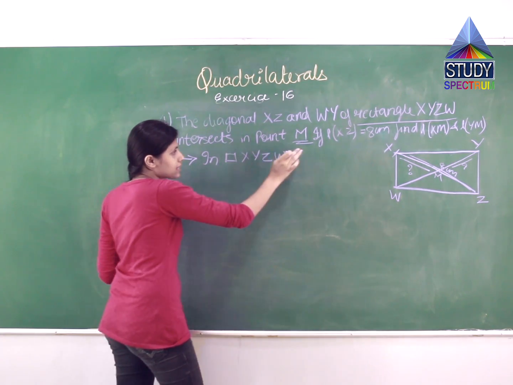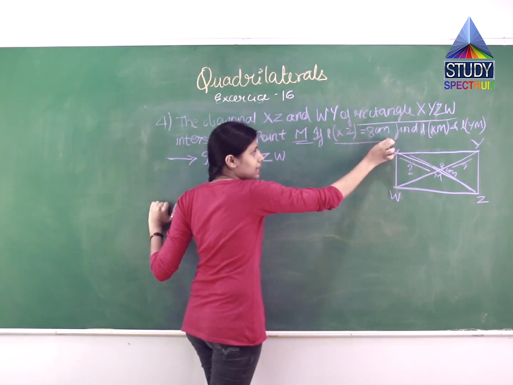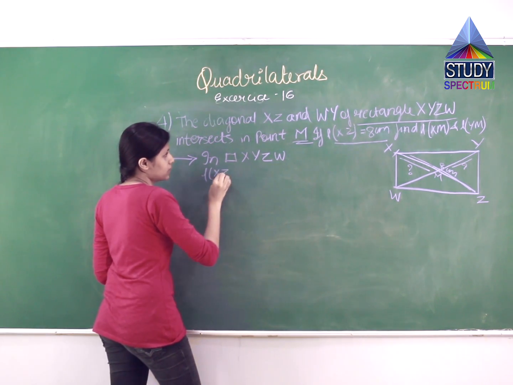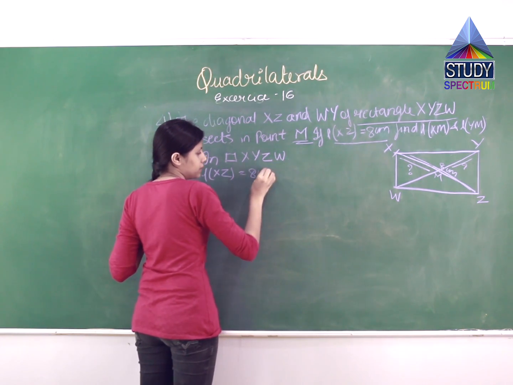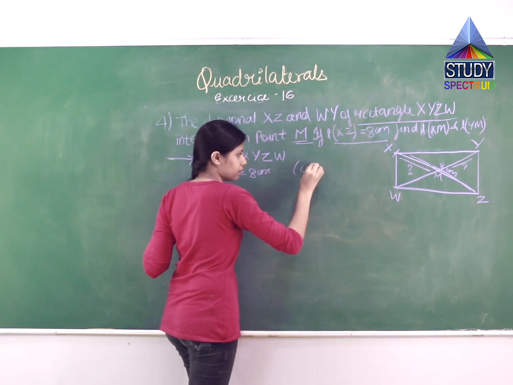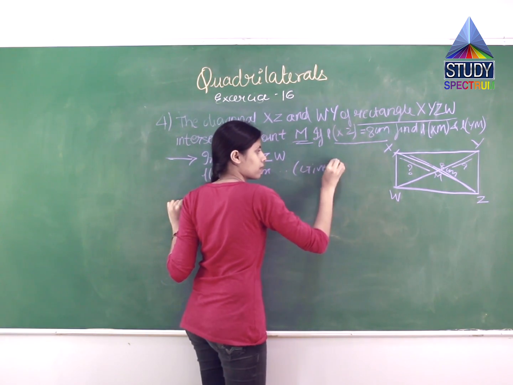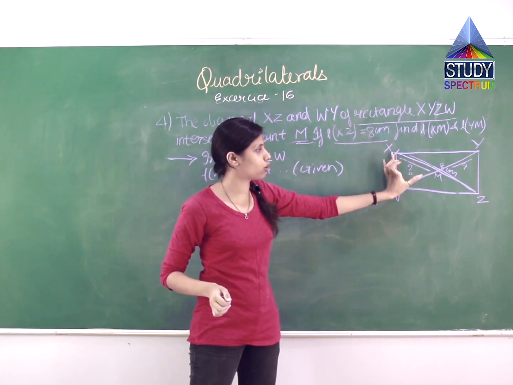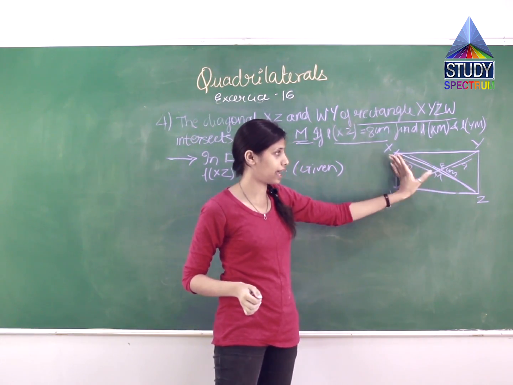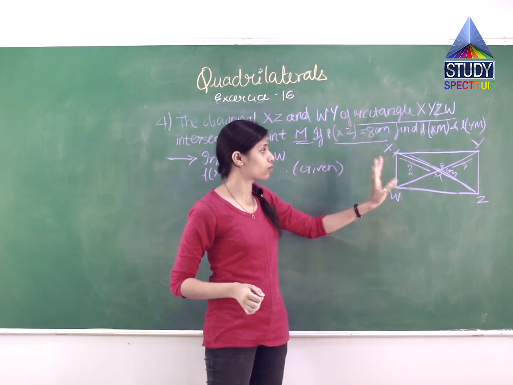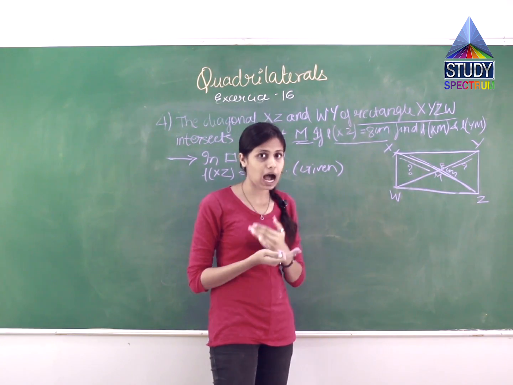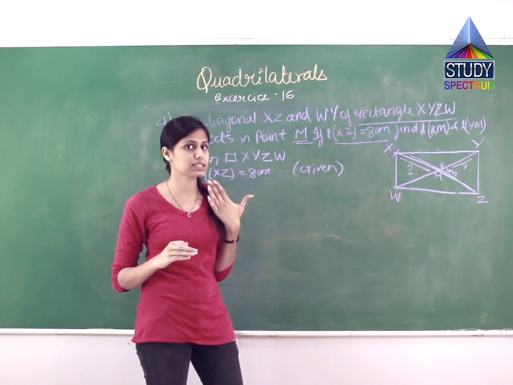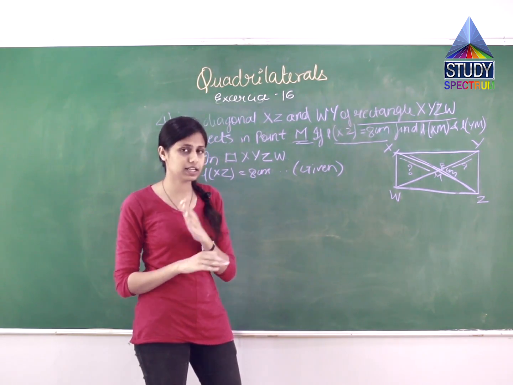In this, the length of XZ is given as 8 centimeter. We'll copy down that the length of XZ is equal to 8 centimeter, given. Now if XZ is 8 centimeter, what is the length of XM? It will be half of XZ, because they are equal bisectors. Equal bisectors means divides into equal parts.